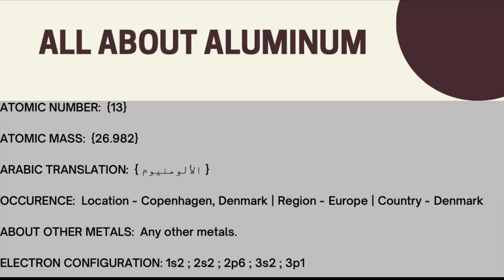Other metals from the periodic table. Aluminum. Lastly, let's learn a bit about aluminum. The atomic number of aluminum is 13. The atomic mass is 26.982, and the Arabic translation of aluminum is aluminium.